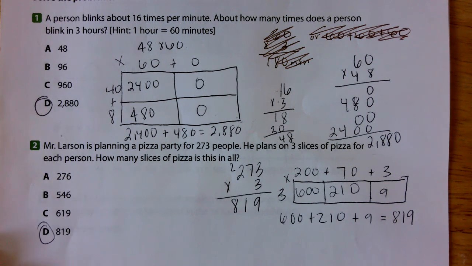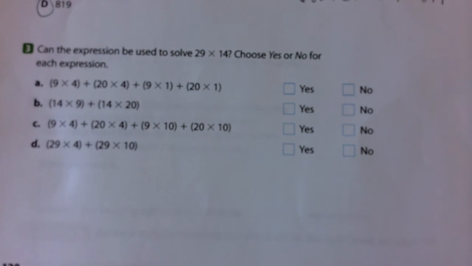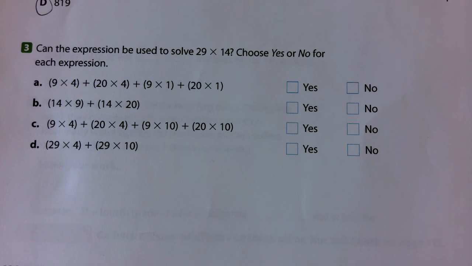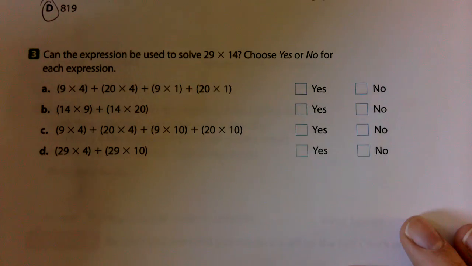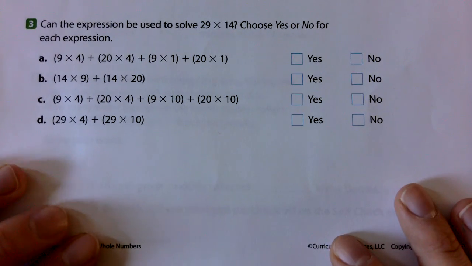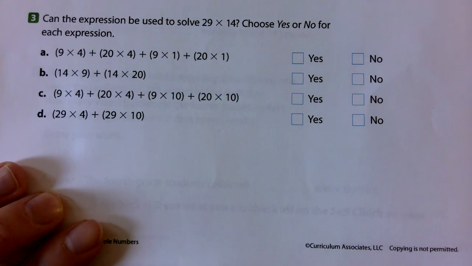All right. So now we're going to move on to this problem. Number 3. So number 3 says, can the expression be used to solve 29 times 14? We got to choose yes or no for each expression. Okay, so 29 times 14. All right. Well, I would go ahead and solve 29 times 14 using those 3 methods. So then I can see if any of these match the way I did that.